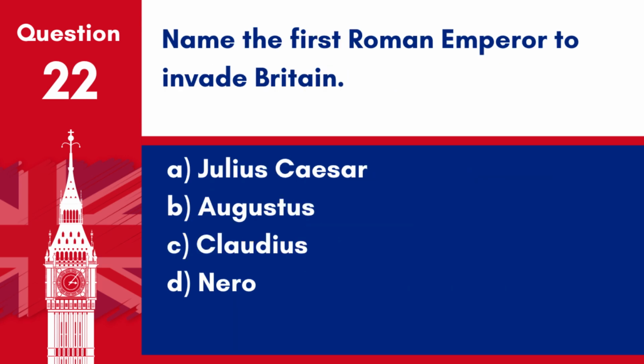Question 22. Name the first Roman emperor to invade Britain. A. Julius Caesar. B. Augustus. C. Claudius. D. Nero. Answer: C. Claudius. Emperor Claudius initiated the Roman conquest of Britain in AD 43, marking the beginning of Roman rule.